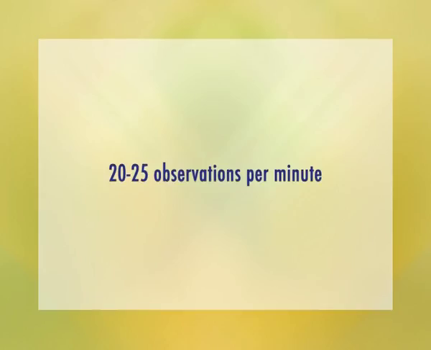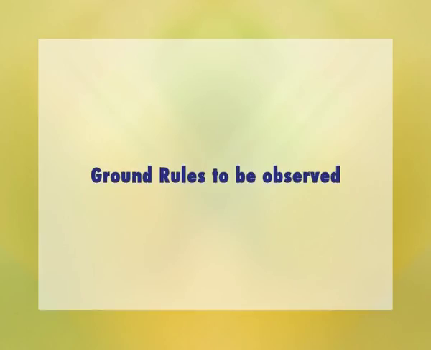The observer continues at the rate of 20 to 25 observations per minute, keeping his tempo as steady as possible. The category numbers are recorded in a sequence in a column. The observer also goes on writing side by side a few hints or notes regarding unusual class events, if any. Now, students, ground rules to be observed.